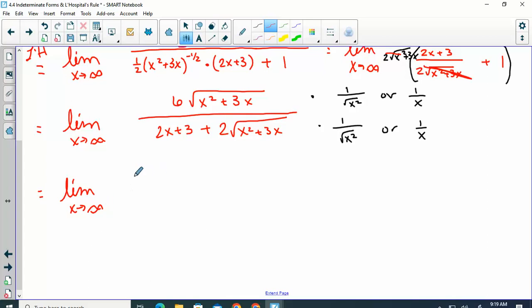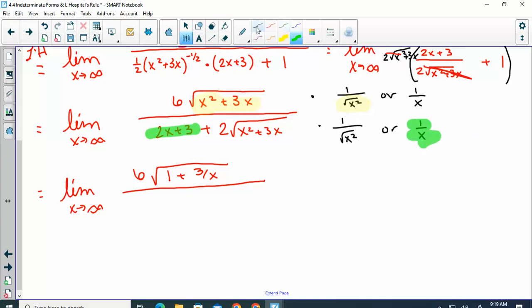So we have a 6 square root. Since this is under a radical, we're going to multiply by the 1 over x squared under my radical. So x squared over x squared would be 1 plus 3 over x. On the bottom, 2x plus 3 is not under a radical, so we're taking it times 1 over x. This is under the radical, so it's the square root of 1 over x squared.